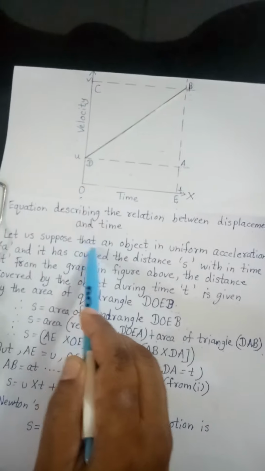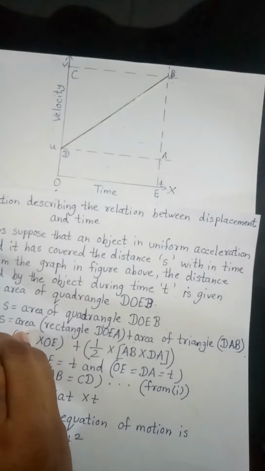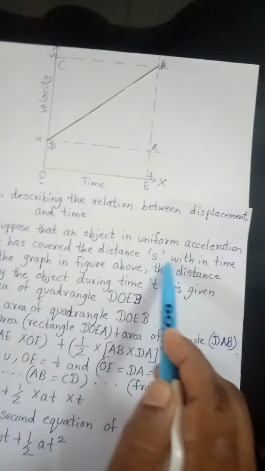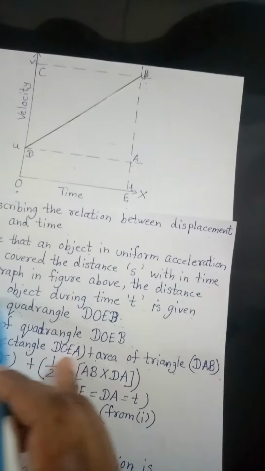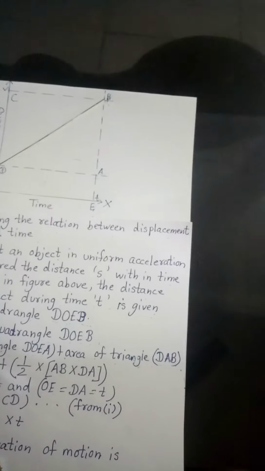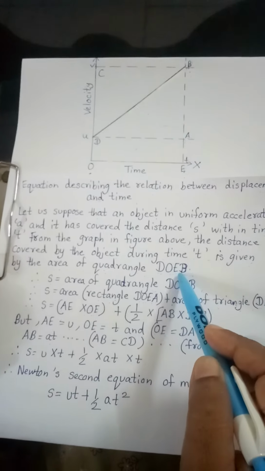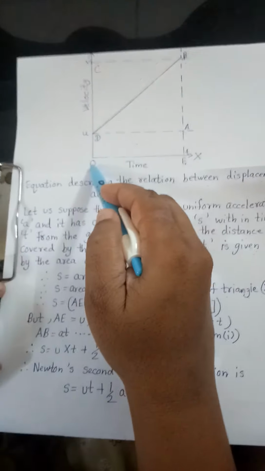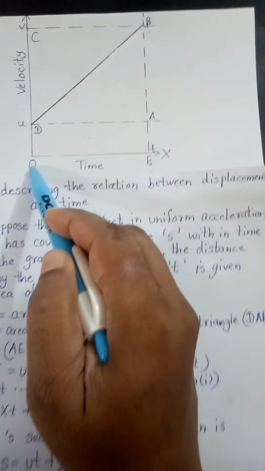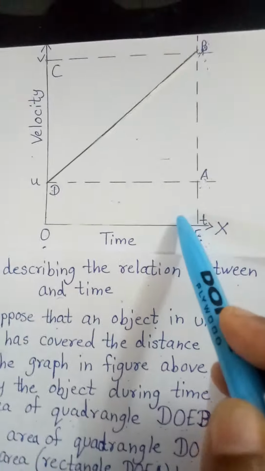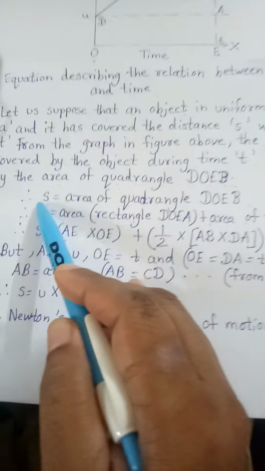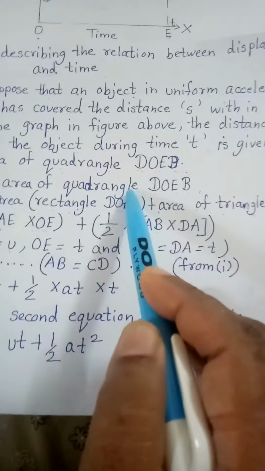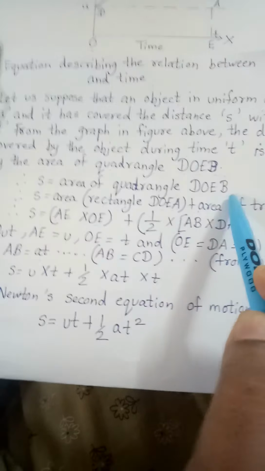Let us suppose that an object has a uniform acceleration a and it has covered the distance s in a time t. From the graph in the figure above, the distance covered by the object during the time t is given by the area of the quadrilateral DOEB.